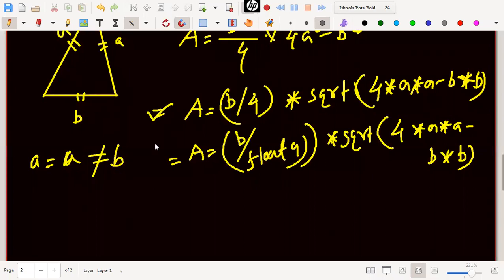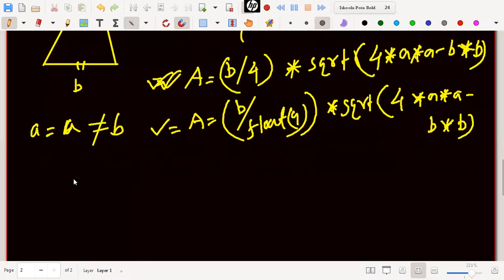So both equations are correct. Sometimes there is a problem in your compiler. If your compiler cannot execute the first function or first equation, then we have to change the equation as B/float 4.